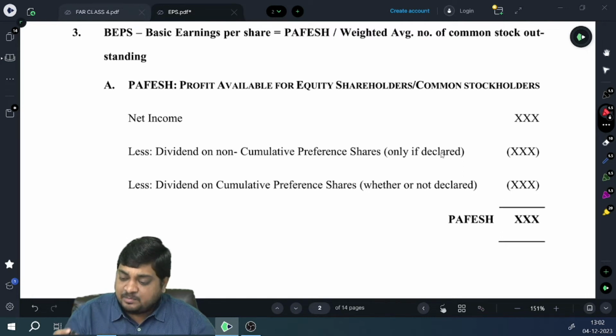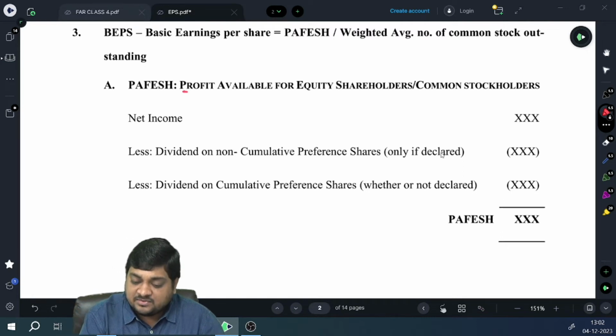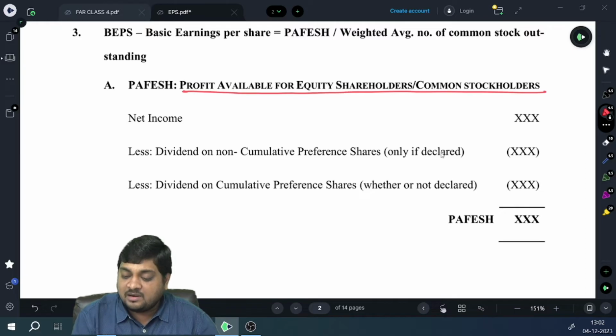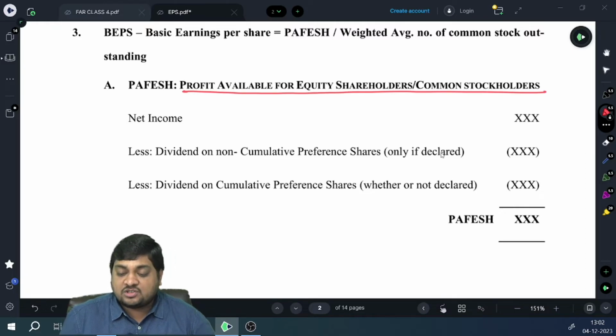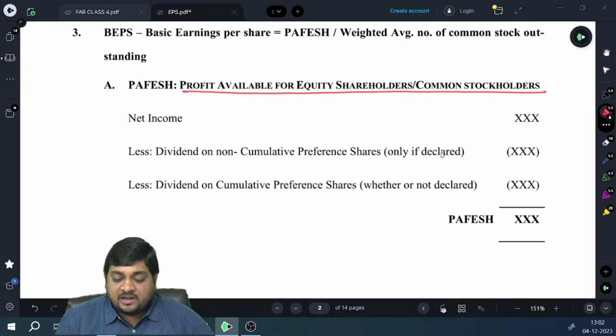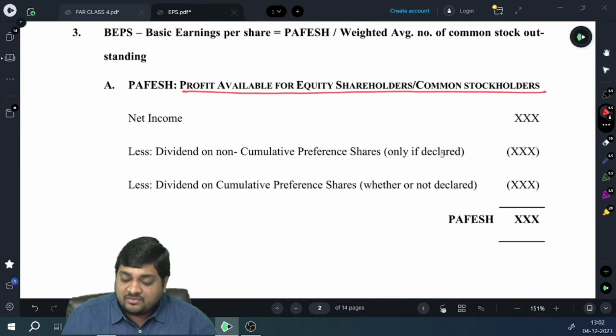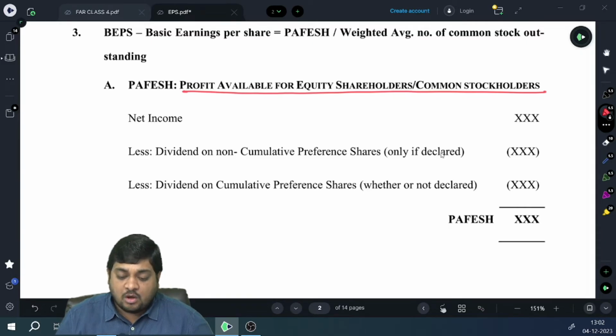So basic earning per share basically means, first of all, you have to calculate profit available for equity shareholder. In India we call it equity, in US they call it common stockholders, same thing, right? So first of all you have to calculate profit available for equity shareholders, or common stockholders, and then you have to divide it by weighted average number of common stock outstanding.